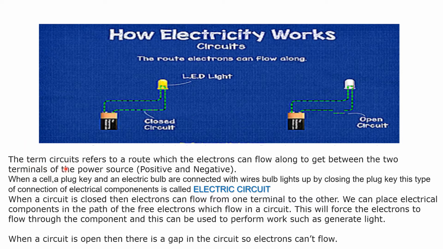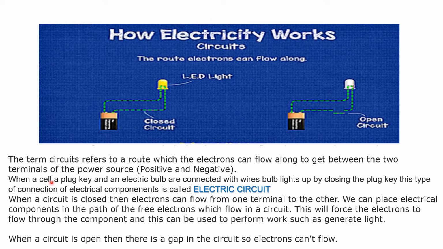The term circuit refers to a route along which the electrons can flow to get between the two terminals of the power source. And which is the power source? The cell. In fact, the cell contains two terminals, one positive and the other called the negative terminal. These two terminals are created because of the potential difference applied, which triggers the electrons to move, which in turn makes electric current pass through the wire.